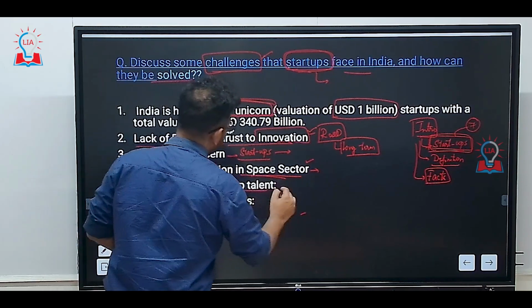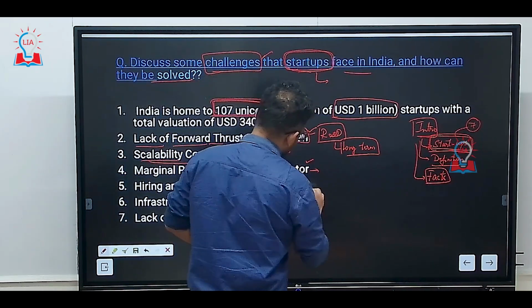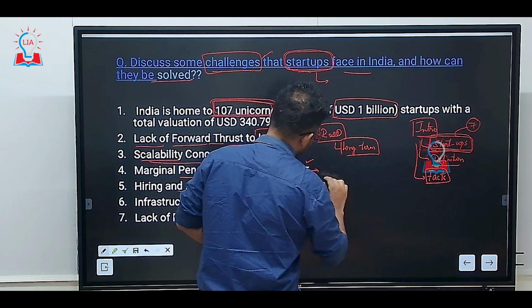Hiring and retaining the top talent. India is facing a problem of brain drain.